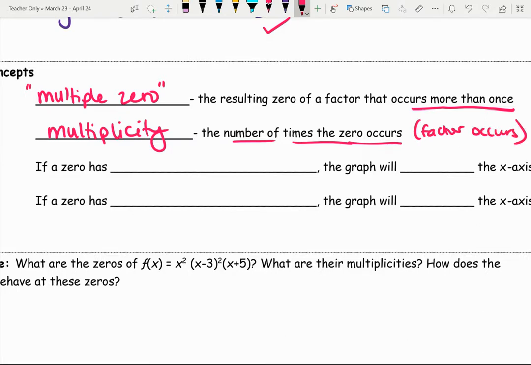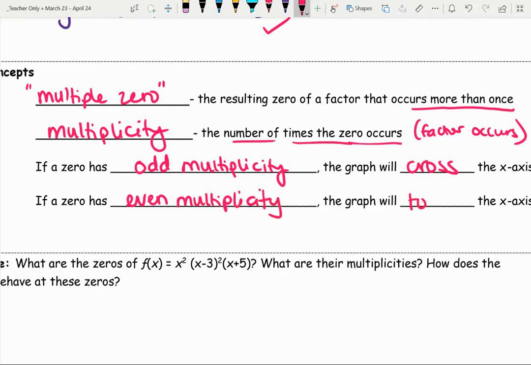So if a zero has an odd multiplicity, so it occurs an odd number of times, then that graph will actually just cross through the x-axis, like the example we saw up above. Whereas if it has an even multiplicity, then the graph will just touch the x-axis right there.